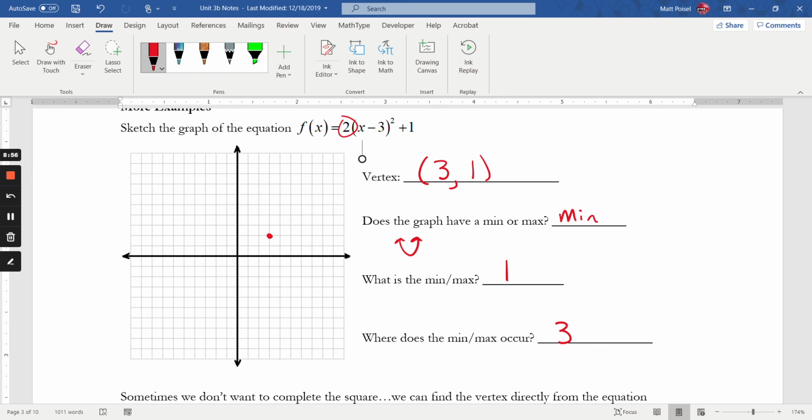Now, here's where the 2 comes into play. Remember, we went over 1, up 1 on our last graph. Over 2, up 4. Okay? But what happens is right here, this 2 is going to multiply our ups. Okay? Outside the parenthesis, that controls our stretching it up and down.